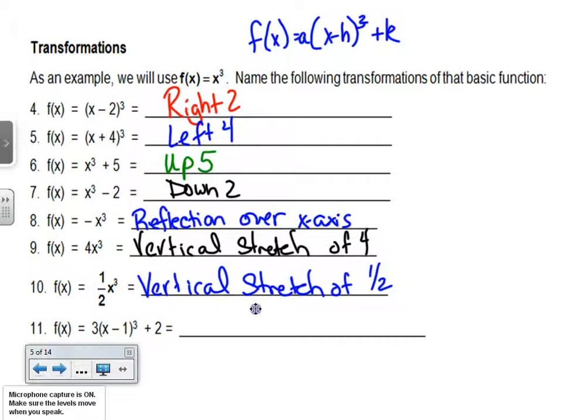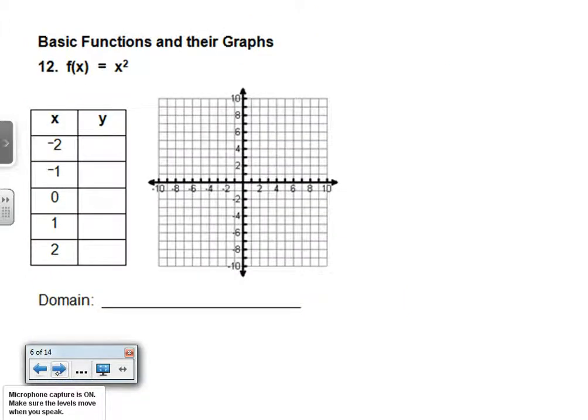And then number 11 puts 3 things together. We've got a shift that is right 1, a shift of up 2, and we also have a vertical stretch of 3. That should seem very familiar to you. Alright, number 12.